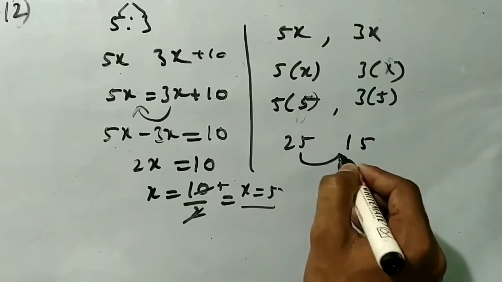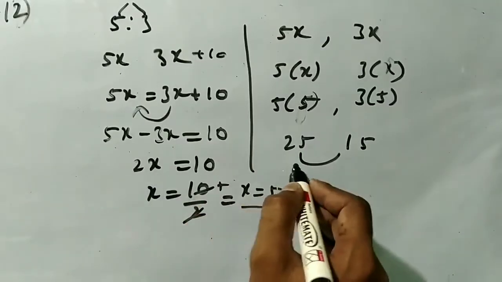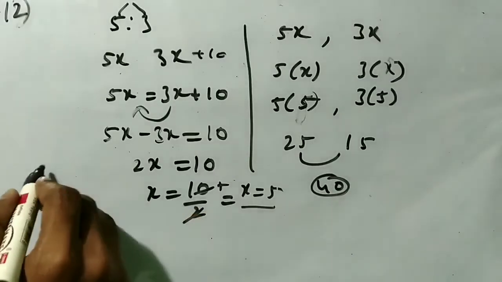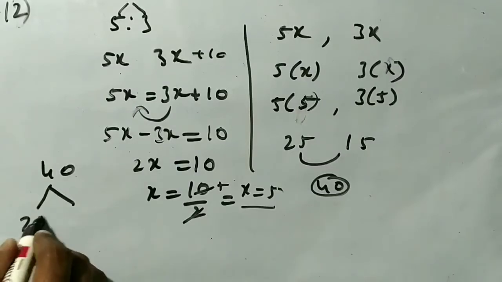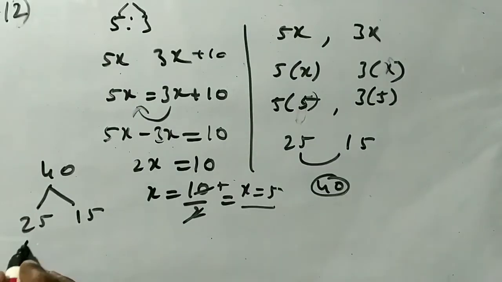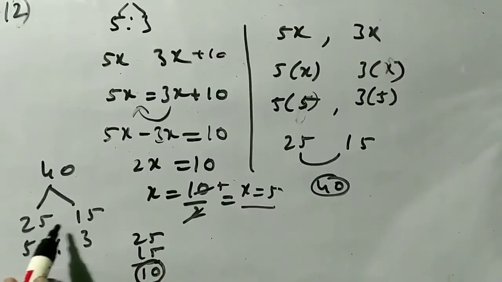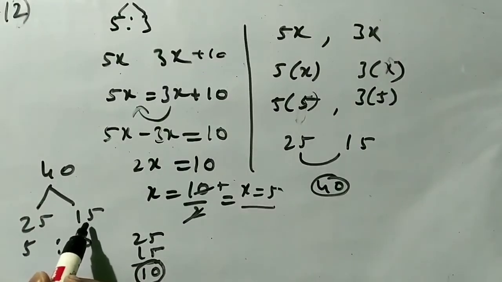So let's see here. 25 plus 15 is equal to 40. So the actual value is 40. Here 40 is divided into 25 and 15, which are in the 5:3 ratio. And also one is 10 more than the other. Let's do here 25 minus 15. 5 minus 5 is 0, and 2 minus 1 is 1, so 10. And also the equation is satisfied. So one is 10 more than the other. 25 is 10 more than 15. Equation balanced.